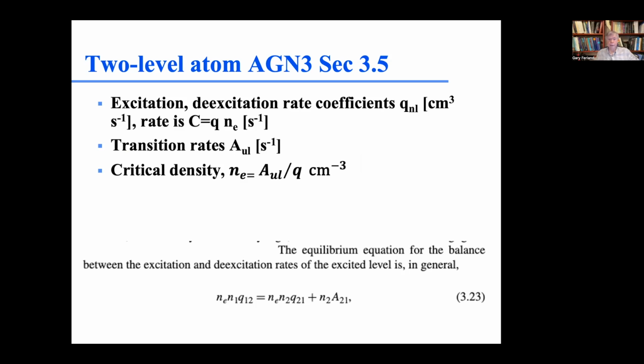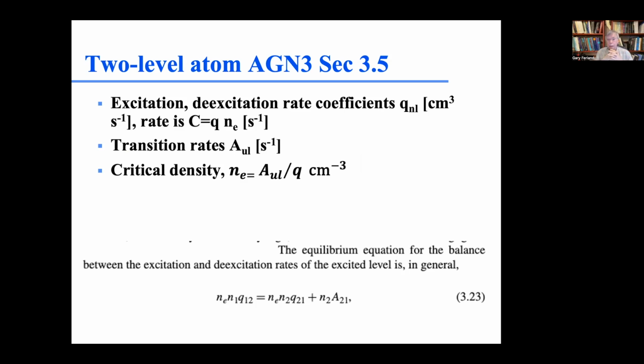The rate coefficient in Osterbrock and across Cloudy is given the notation Q. It has strange units, cubic centimeters per second. So it's hard to visualize what this is unless you multiply it by the electron density, for the case of electron collisions. And so the collisional rate is going to be the rate coefficient times the electron density. This capital C is Q times N, and this has units of a rate, seconds to the -1.